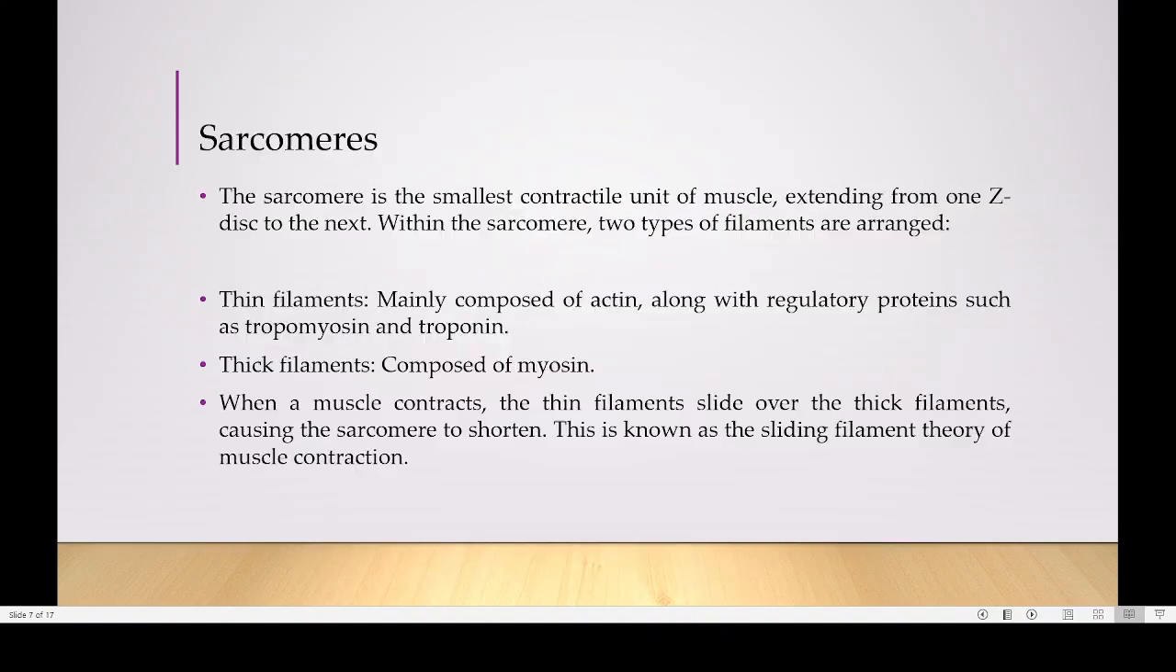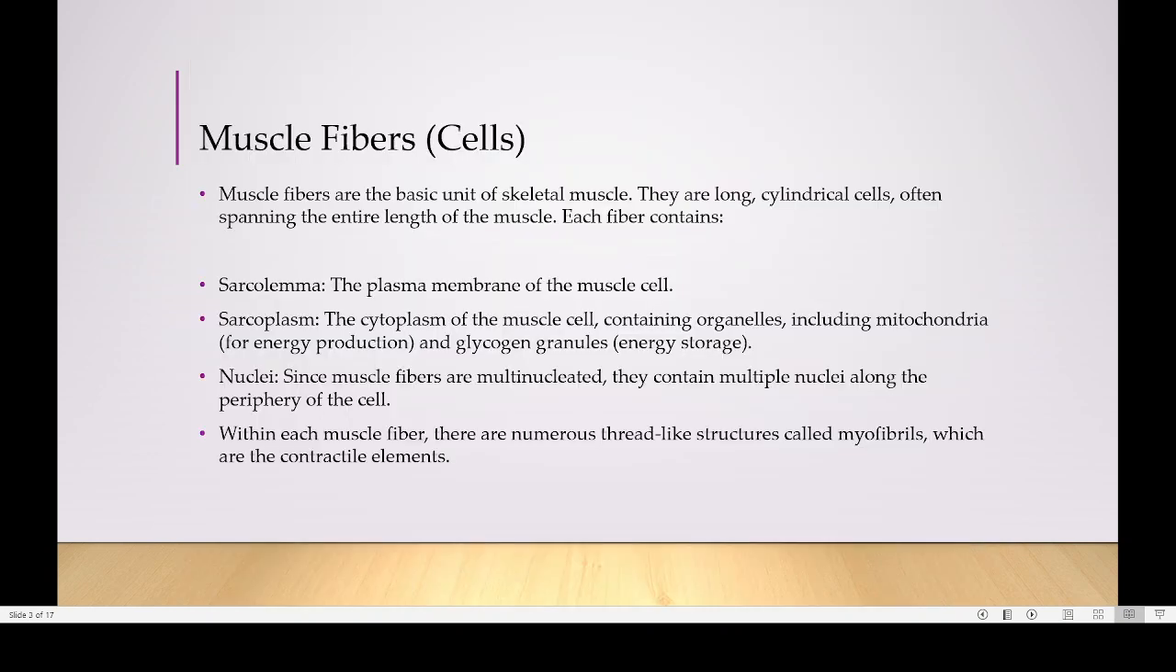Now the next point about the muscle is the sarcoplasm, which actually means the cytoplasm of a muscle cell. Whether you use the term muscle fiber or muscle cell, both are actually the same thing. It has the following structures. There is a cell membrane known as the sarcolemma, and a cytoplasm which we call the sarcoplasm, containing a lot of cellular organelles: mitochondria, endoplasmic reticulum, and glycogen granules.